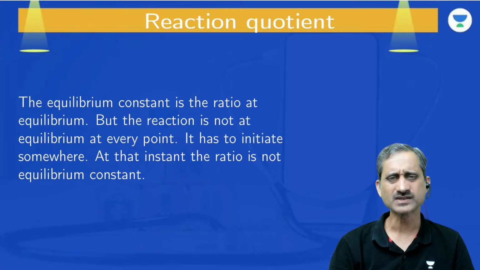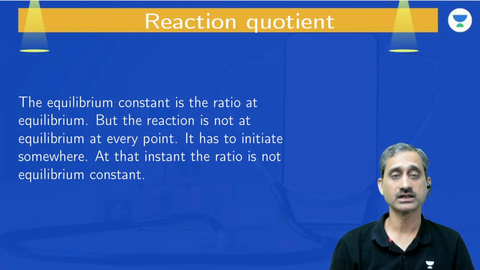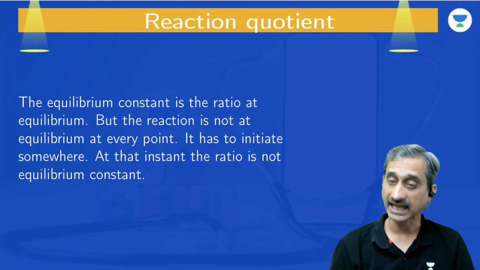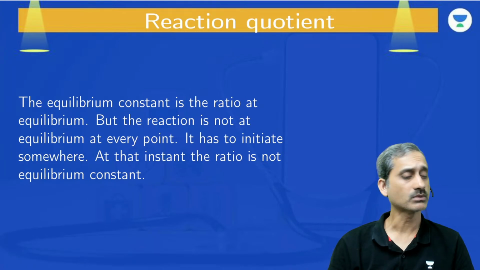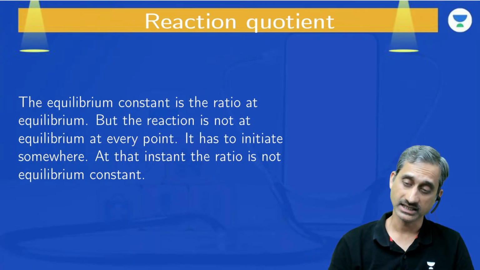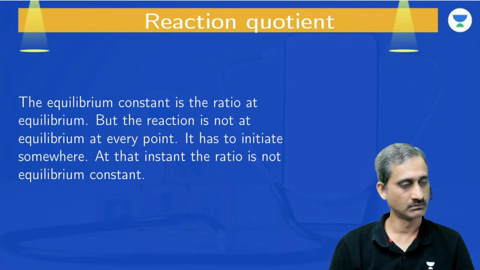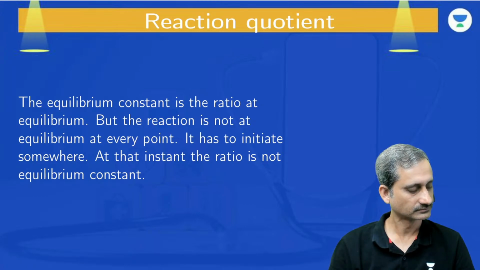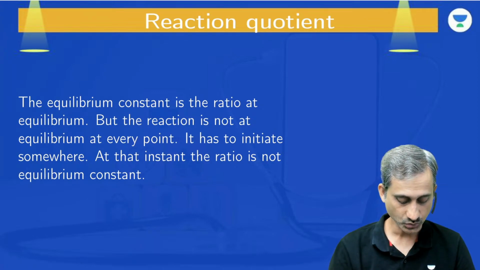Now remember, equilibrium constant is a ratio at equilibrium. But the reaction is not going to be at equilibrium every time. Okay. It is going to initiate somewhere. It is going to end somewhere. It is going to be some time in between also. So equilibrium constant is not just that. There are many points from initiation to completion.